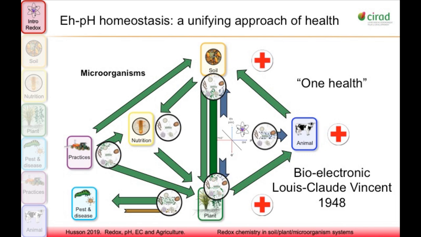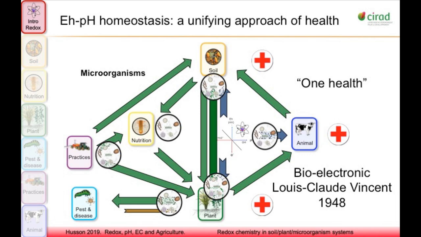Where does water come in? Water is everywhere because Eh, pH, water is just at the basement. There's no Eh, pH without water. It's electron, proton, it's all coming from there. Last thing before starting, really, what I'm going to say is not new.